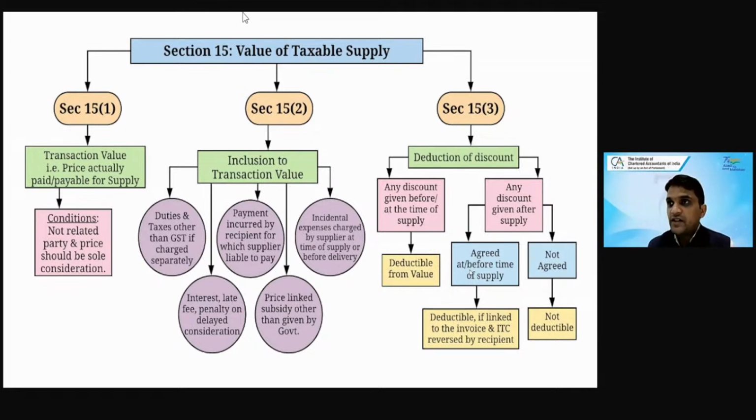Before supplying, if I have agreed that, okay, I will give you some discount, then I have to reduce it. If I have not agreed, then it is not deductible. So if it is agreed before the time of supply, it is deducted if linked to the invoices and ITC is reversed by the recipient. Again, the condition is that it is linked to the invoice and ITC is reversed by the recipient; then only it is deductible. And if you have not agreed, then you cannot deduct it.